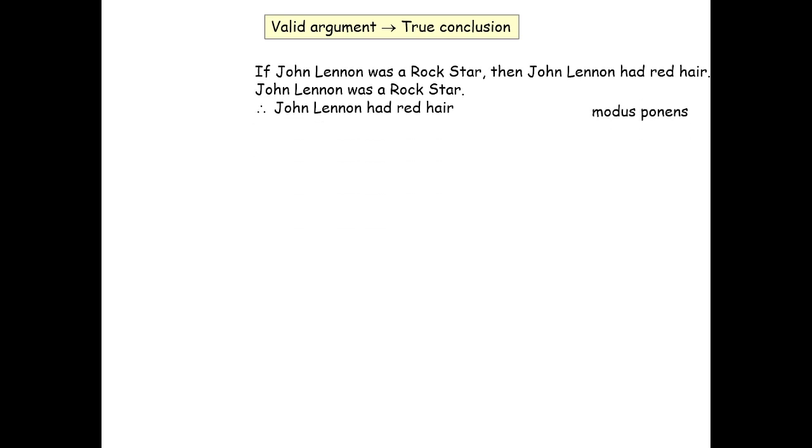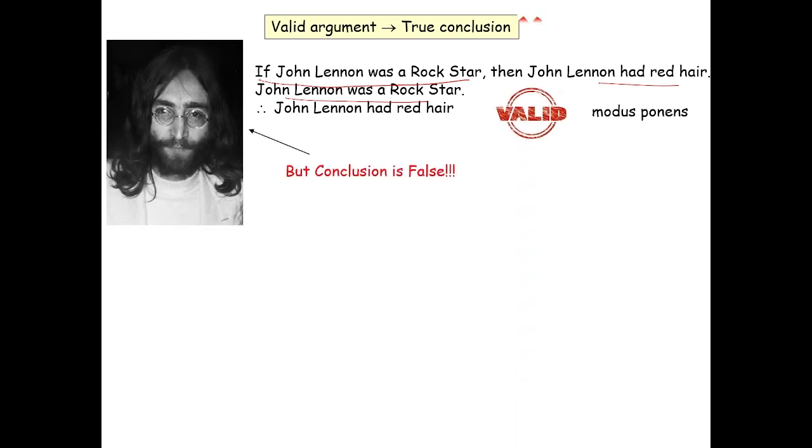Okay. So, if John Lennon was a rock star, then John Lennon had red hair. John Lennon was a rock star, so John Lennon had red hair. This is modus ponens. Valid. But the conclusion is false because John Lennon actually had black hair.